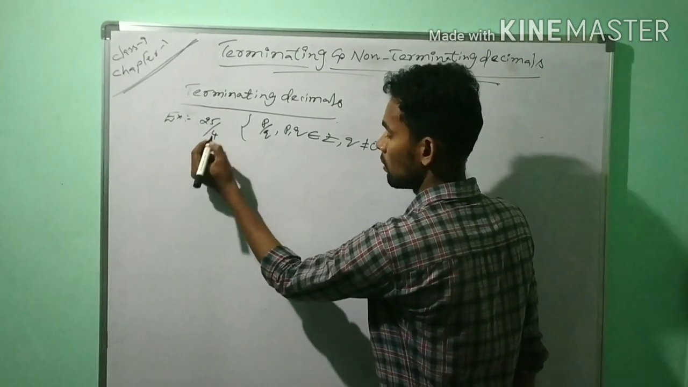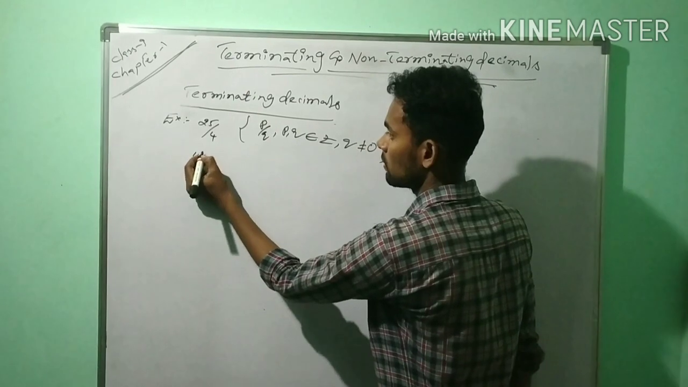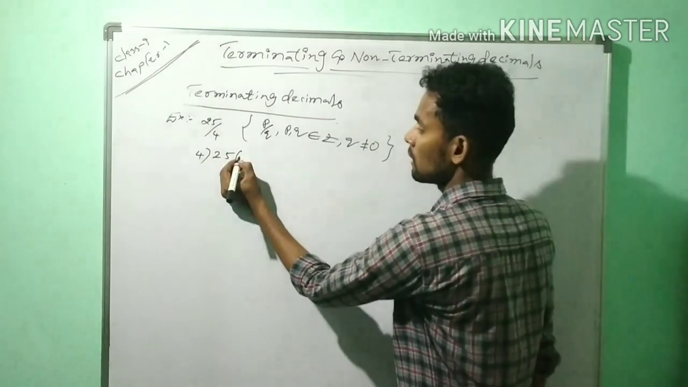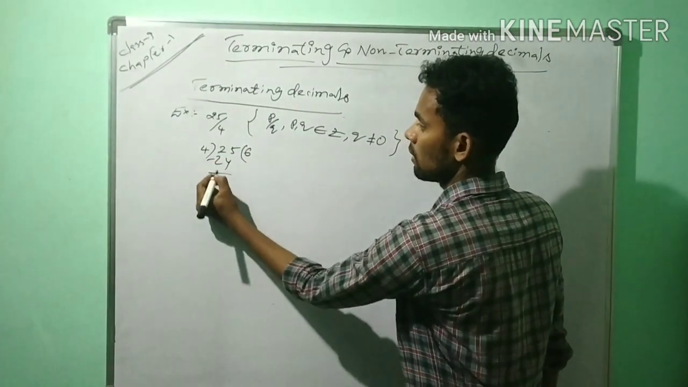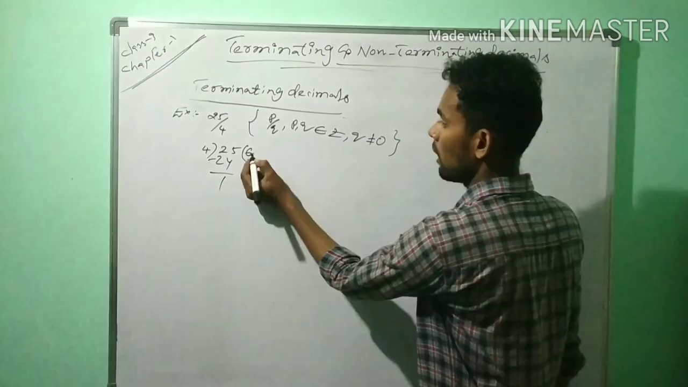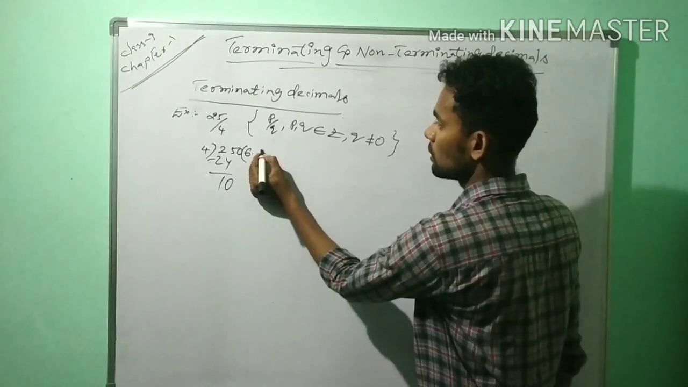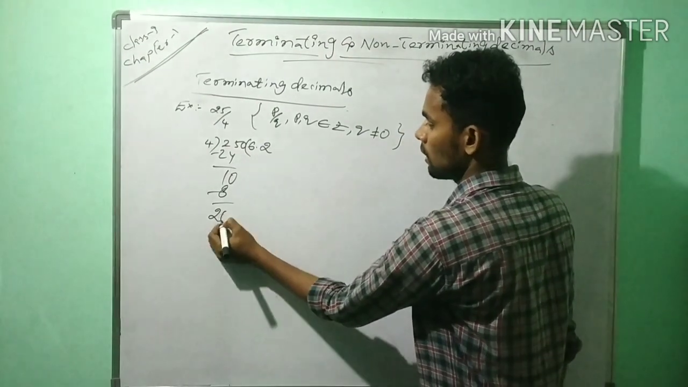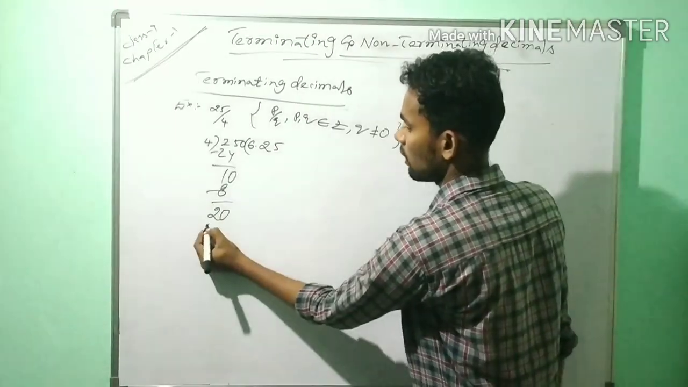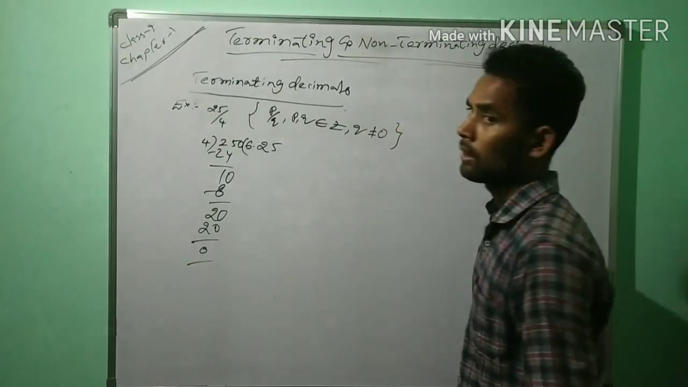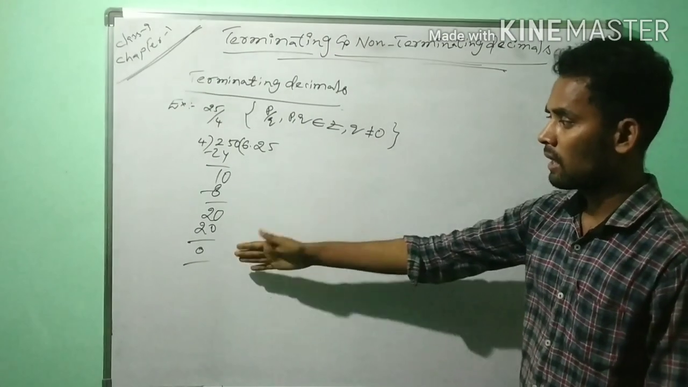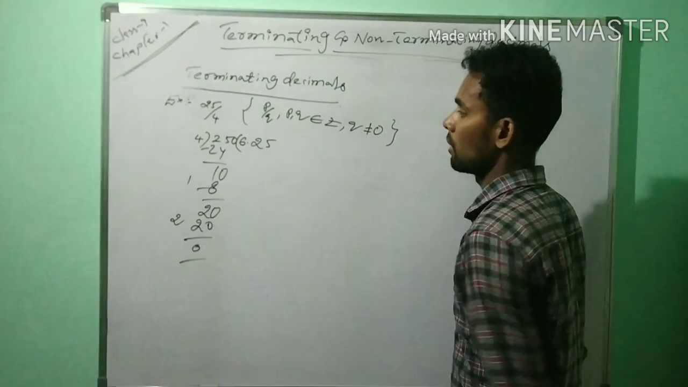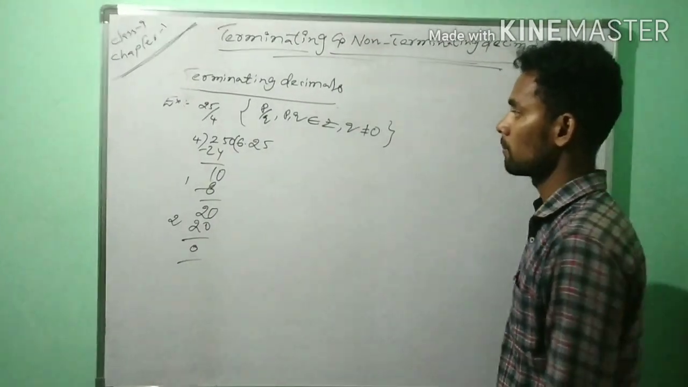25 by 4. Normal division: 25 divided by 4. 4 sixes are 24, remainder 1. Take the decimal point and 0. 4 twos are 8, remainder 2. Take 0. 4 fives are 20, remainder is 0. In this, our remainder is 0 after some steps. This is a terminating decimal.